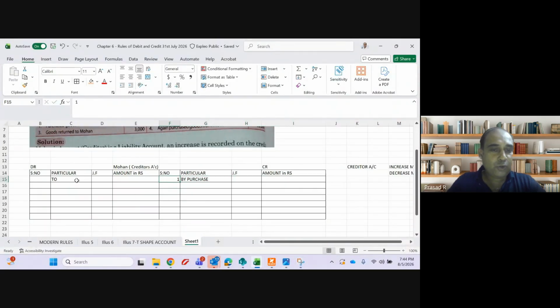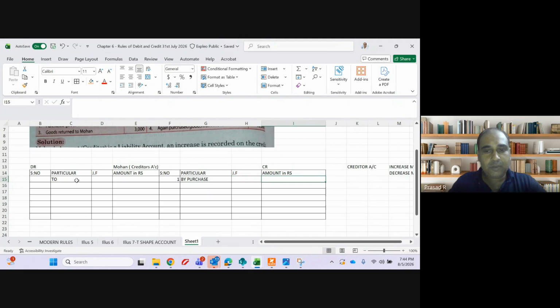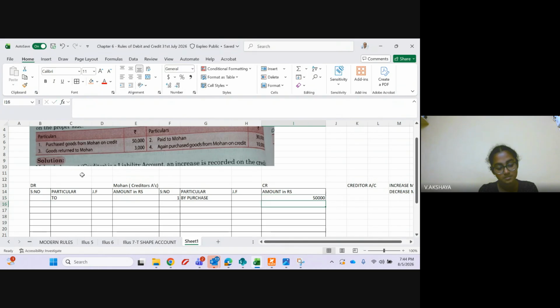By purchase. If the question gives a date, when we move to chapter number 8, the serial number will not be there. This column will be replaced by date. Journal folio will be as it is. Amount, how much is the amount, guys? 50,000.